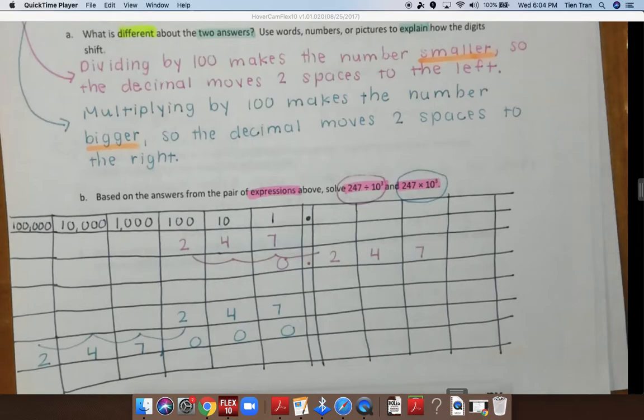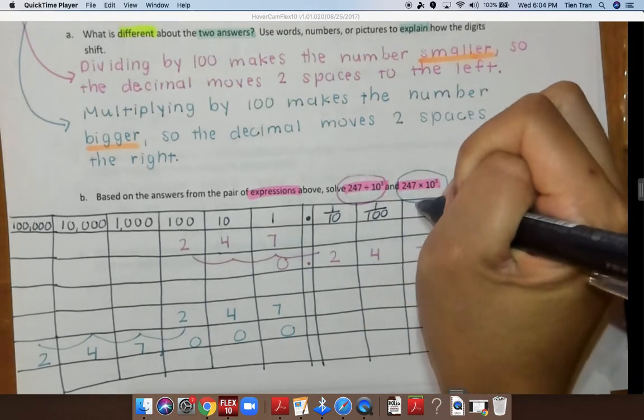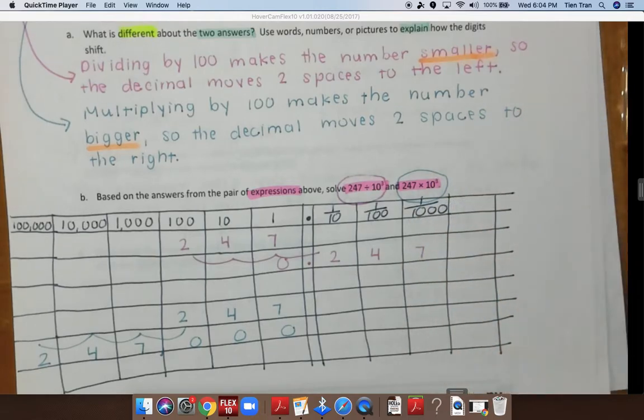I think that's in the thousands place. I almost forgot to write these. 1, 10, 100, 1,000. Yes, it's in the thousands place.